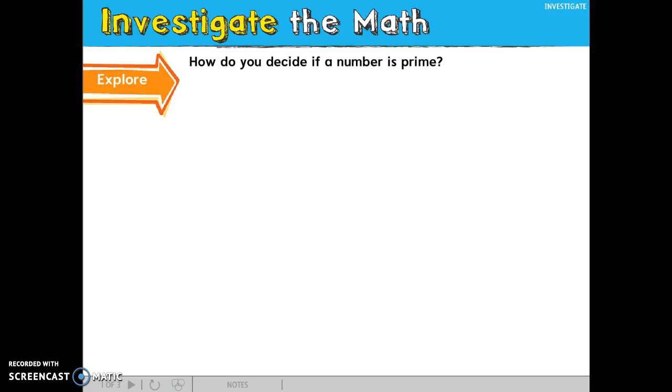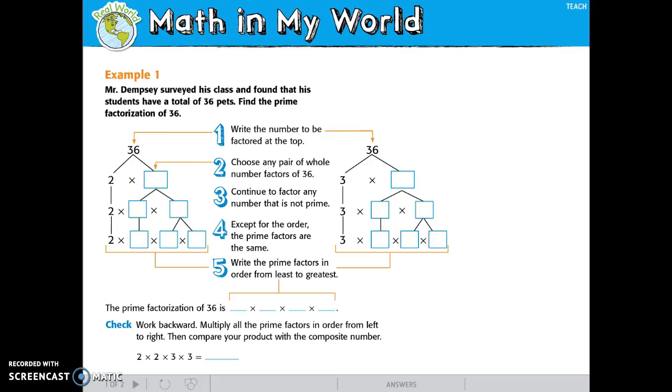So today we're going to be looking at prime factorization, and prime factorization is when you take a number and write all the factors of that number until they are all prime. So let's look at an example. Example 1. Mr. Dempsey surveyed his class and found that his students have a total of 36 pets. Find the prime factorization of 36.